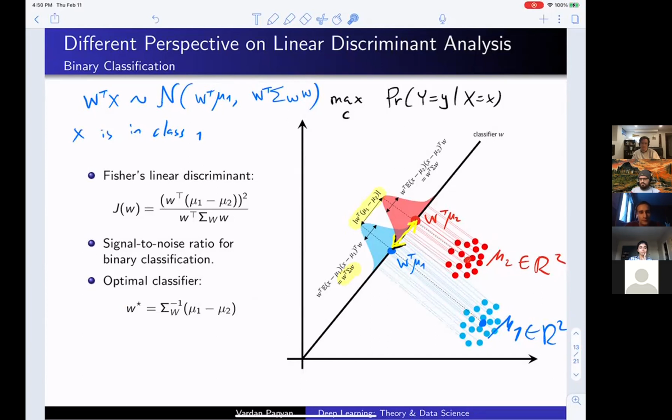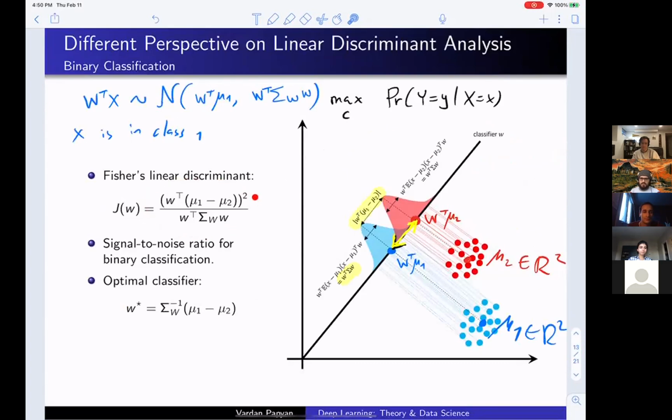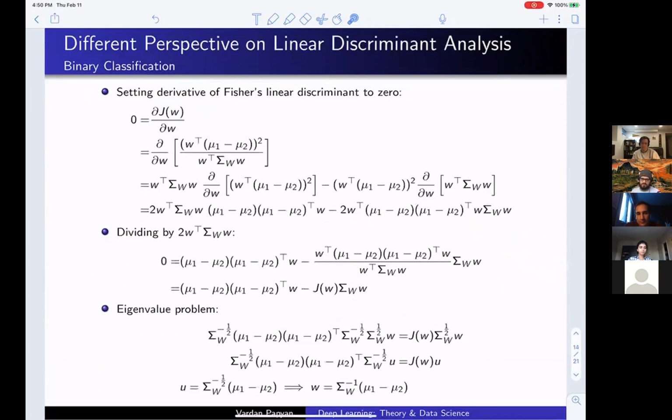Now, how does one prove that? It's rather simple. All you have to do is just derive this quantity right here with respect to the classifier W. So let me show you briefly how it looks. First of all, we are interested in deriving the objective with respect to W. So let us write here the objective. The objective is this quantity, which is the mean squared, divided by the variance, right?